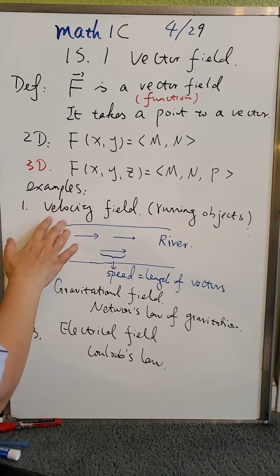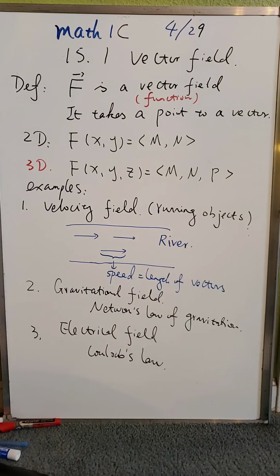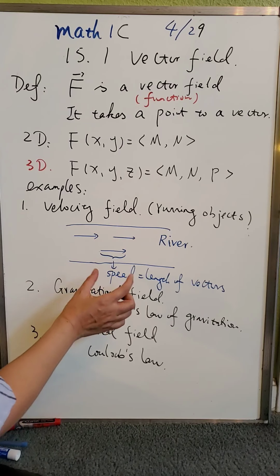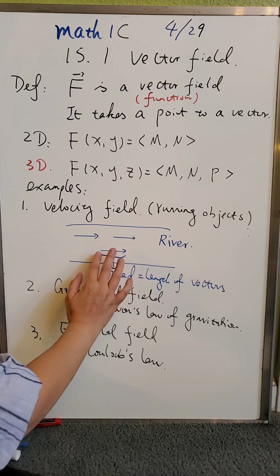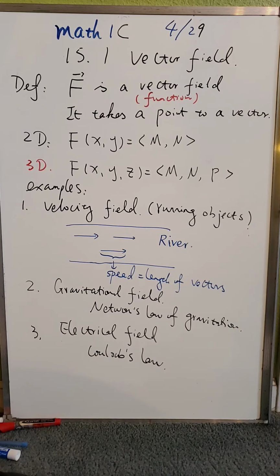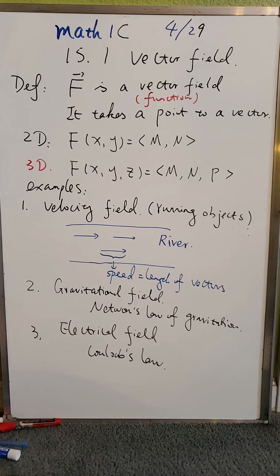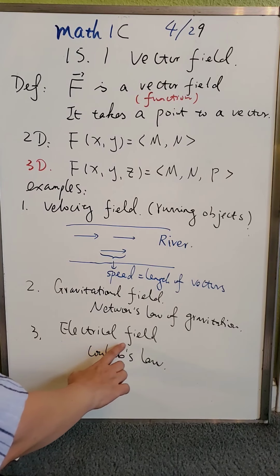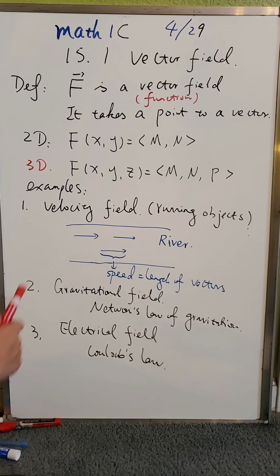Examples. Velocity field, okay, it's for a moving object. So let's say this is a river, and this is a vector here, and the length of the vector is the speed of the water. So that's one example. Another example is the gravitational field, Newton's law of gravitation. Number 3 is the electric field and Coulomb's law. So these are 3 very typical examples. We're going to talk about them.